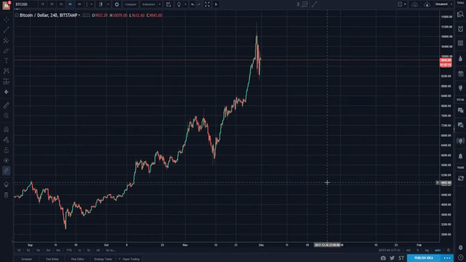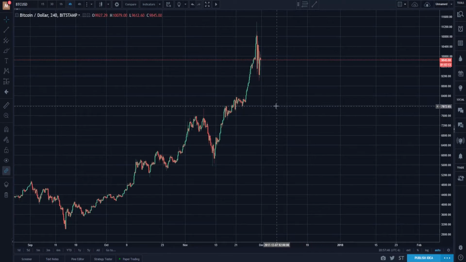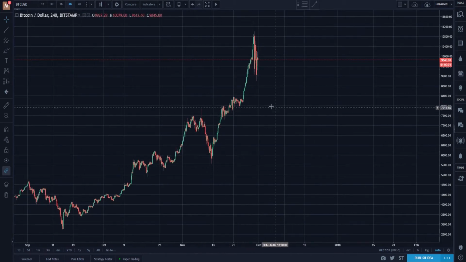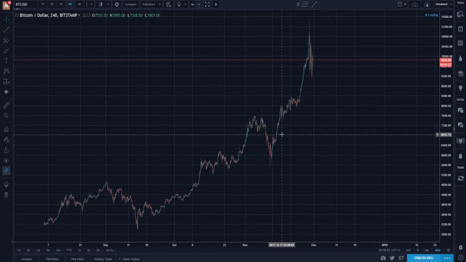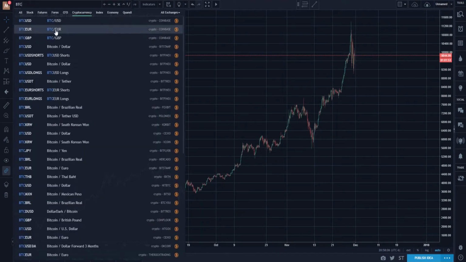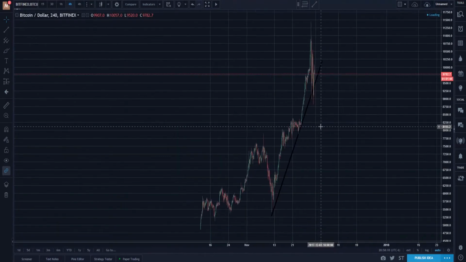So today we'll be doing a video lesson on support and resistance. We'll be identifying what support and resistance is, how to use it effectively for trading, and we'll go over some real world scenarios. First off, we've got Bitcoin up here against the US dollar, and we'll throw it in Bitfinex.